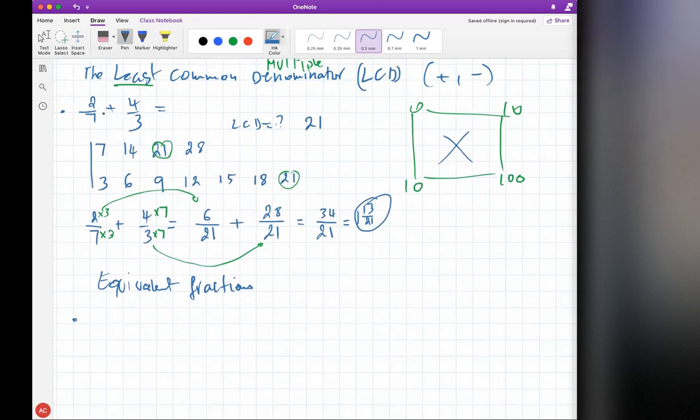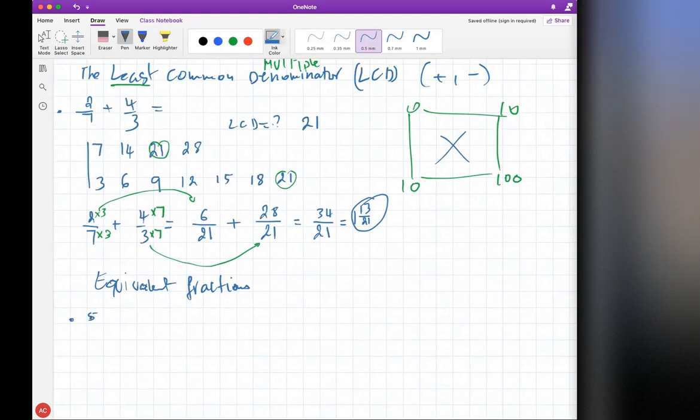Let's do another one. Another one is subtraction. 5 over 6, and this will be subtracted. As you can see here, the denominator is different, so we can't subtract. So we need to find an LCD. What is the LCD, or the least common denominator, for 6 and 4? What is the least common multiple? 12. So 12 is right.